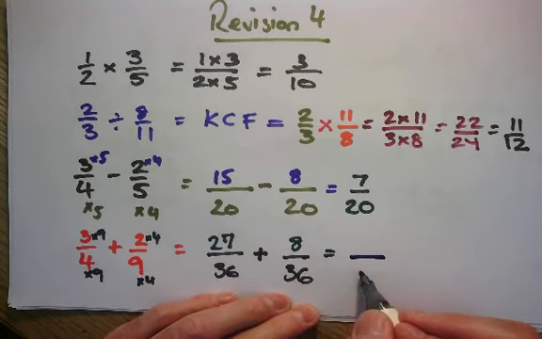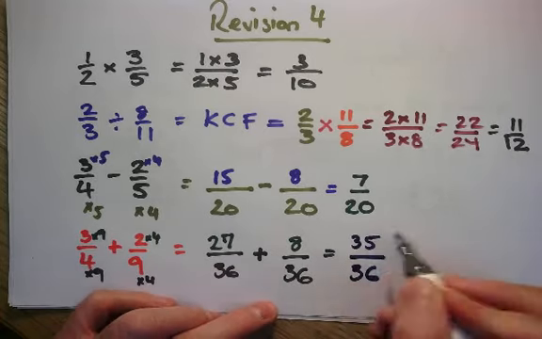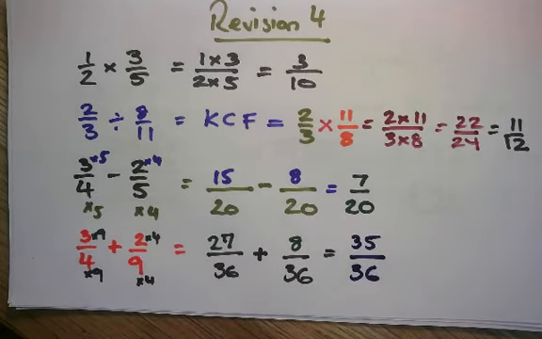27 36ths plus 8 36ths is something 36ths. Add together, 35. And that's how you times, divide, subtract and add.